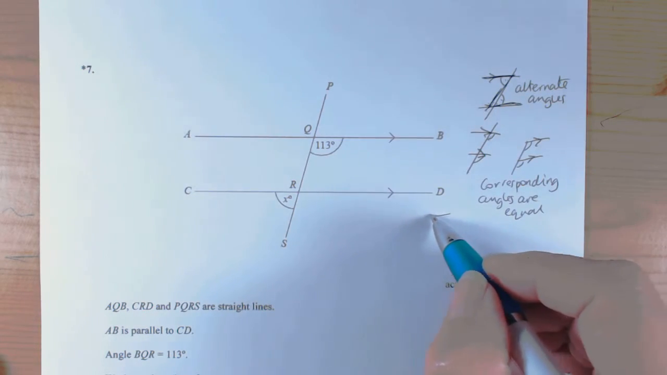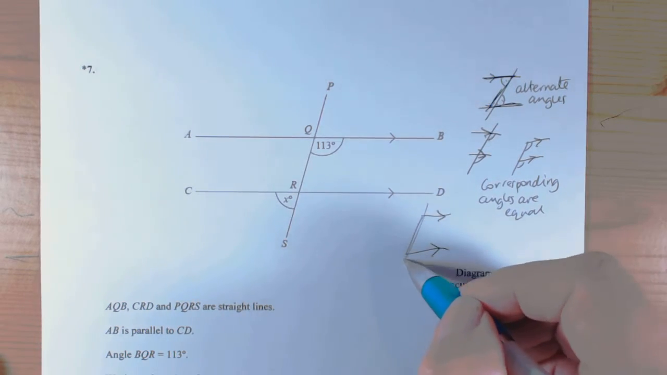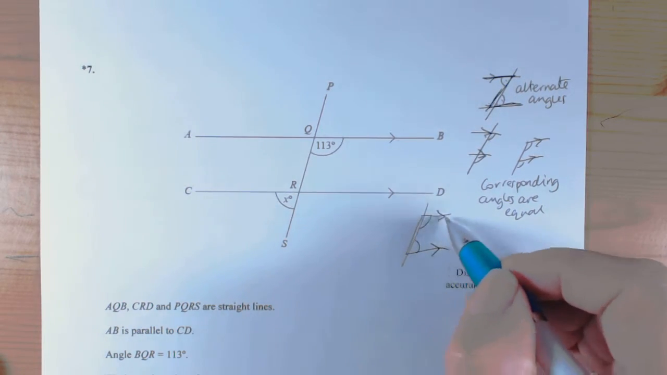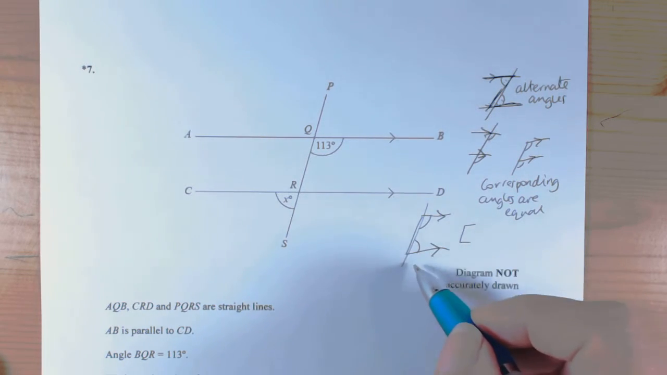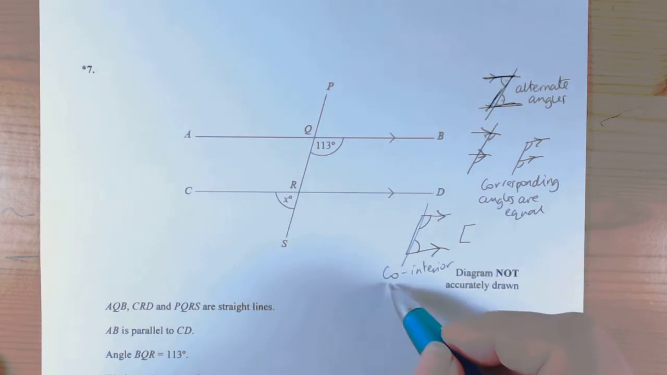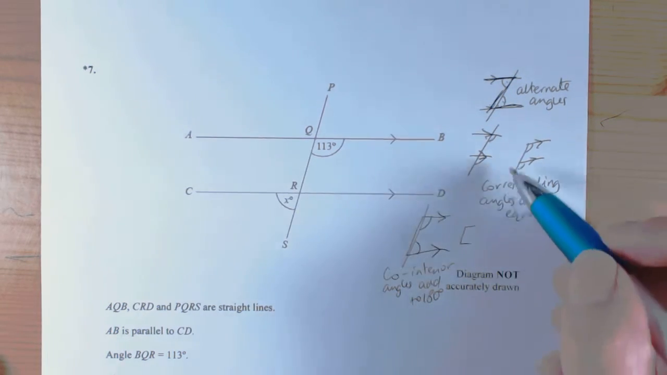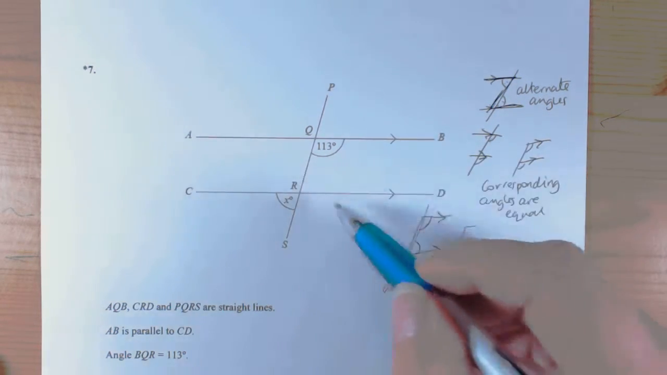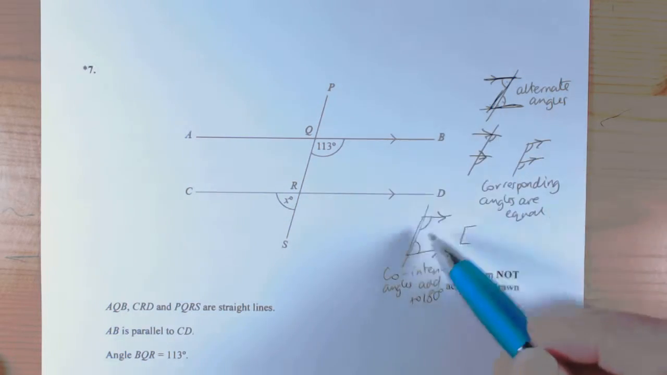Or we could sometimes see the two parallel lines and a line crossing them that creates what looks like a letter C, and that is co-interior angles. And co-interior angles add to 180 degrees. So when we see parallel lines and angles, we tend to be thinking about these three theories. Somewhere along the line, one might be used.